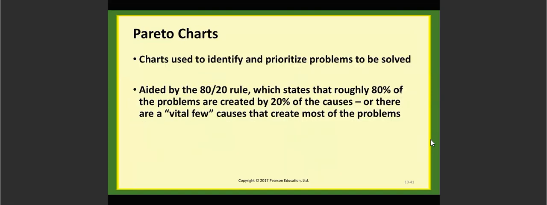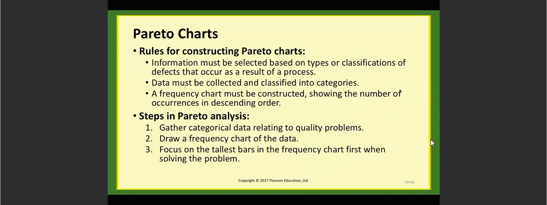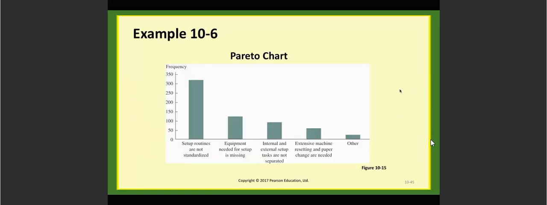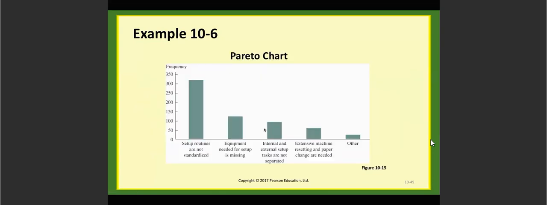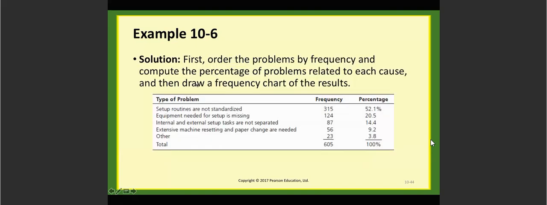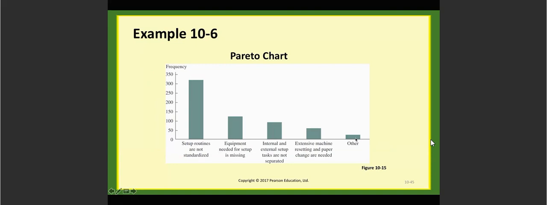Pareto charts. You remember we use Juran's 80-20 rule to do it. Okay? Please look at this. Look at how they do it. They have the frequency, then they draw the chart. They draw the Pareto chart from the most frequent setup routines to the others. Others is the smallest number. Okay? That's the basic 7 tools.